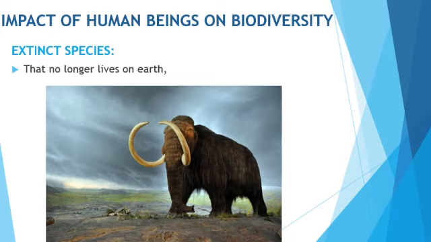The biodiversity is decreasing day by day, and some species have become extinct. A species that no longer lives on Earth, meaning not a single individual of that species survives, is called extinct. Species like the mammoth in the given picture have vanished from Earth due to changed environmental conditions like high temperature and also overhunting.